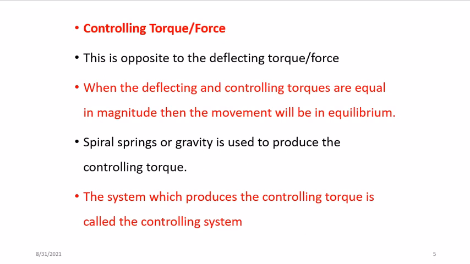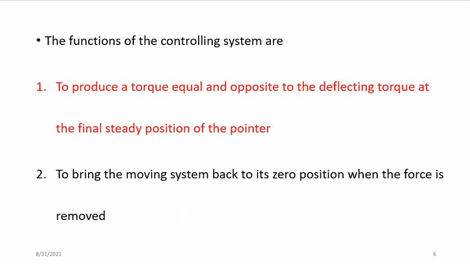And as we have said, the torque is what? Controlling torque. So, what are the functions of this controlling torque? The controlling torque has functions. First one is to produce a torque which is equal to the deflecting torque and opposite to the deflecting torque at the final point at which the position of pointer remains, where we are going to take our reading.